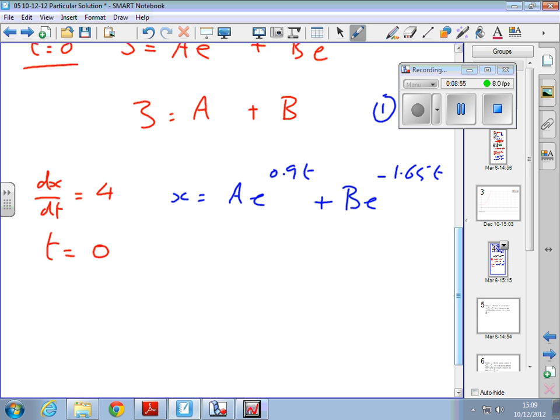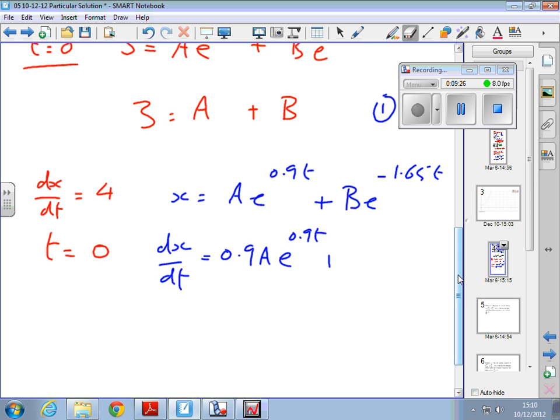I'm told that dx by dt equals 4 when t equals 0. So what have I got to do with this function? Differentiate it to get dx by dt. Do you remember how to differentiate an exponential function? Yeah, the 0.9 comes down, well done, and goes in front. And what happens to the power? Stays the same.